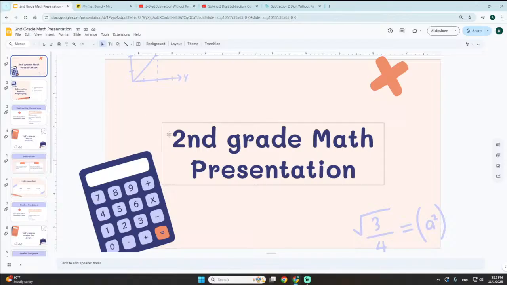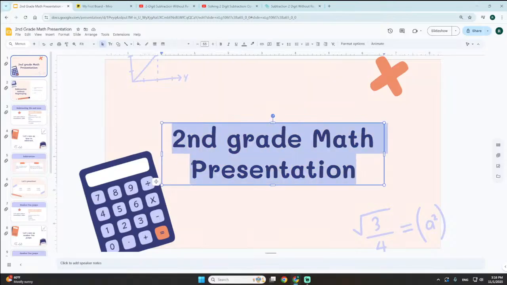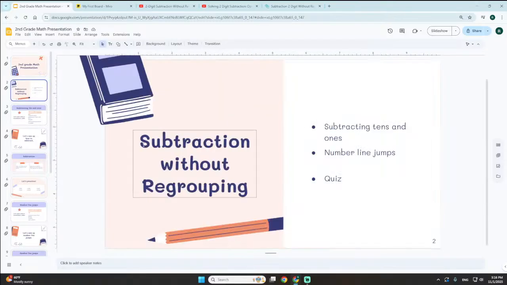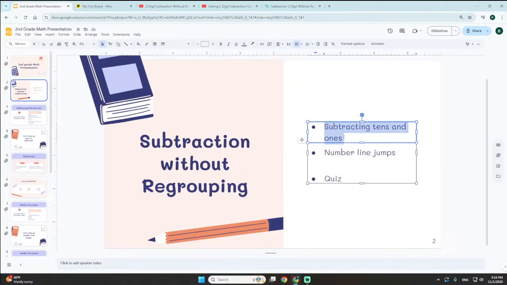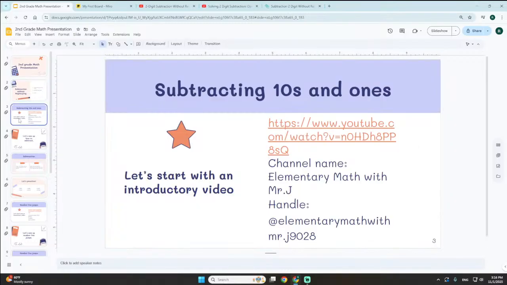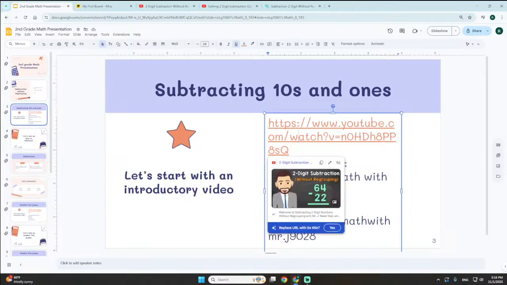Hello. So today we'll be doing second grade math, two-digit subtraction without regrouping. And so we'll learn subtracting tens and ones and number line jumps, and then we'll have some practice. So let's show the first video.